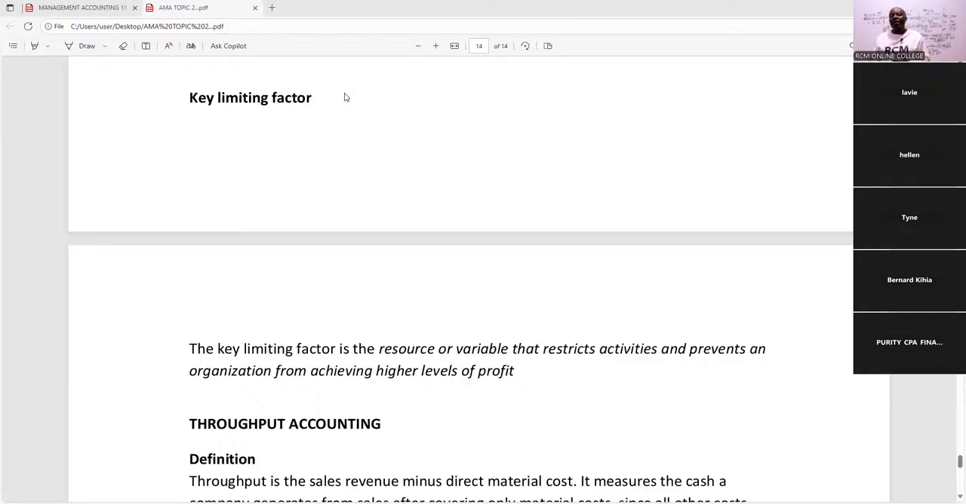So you can see a key limiting factor. This is a factor that limits you, a factor that prevents you from hitting your best levels. So you talk of a key limiting factor. This is the resource or variable that restricts activities and prevents an organization from achieving higher levels of profit.